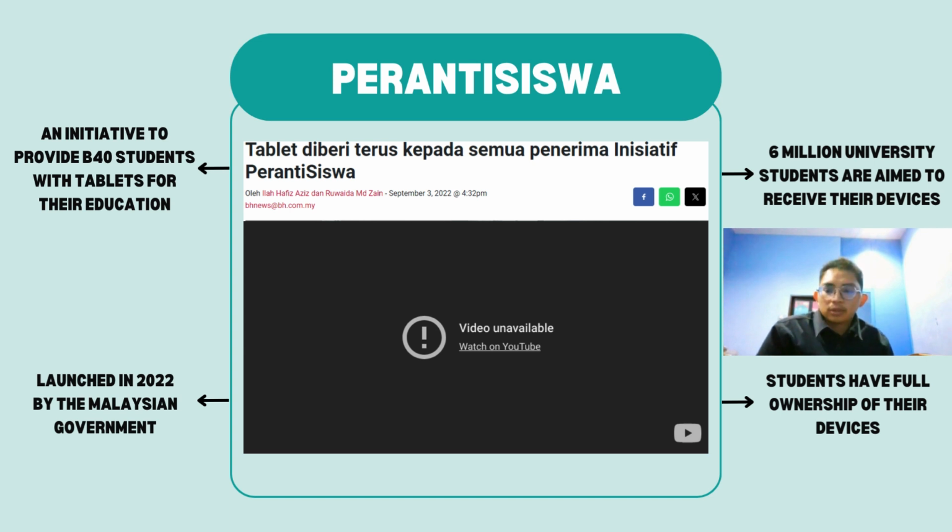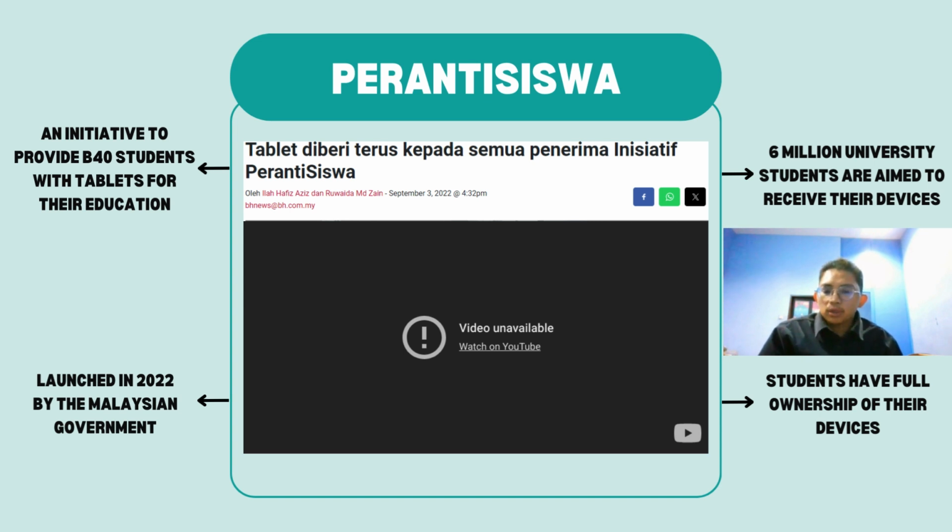Based on the screenshot or the YouTube video, which you can click on in this presentation, 6 million university students are aimed to receive their devices. So this is a large scale effort helped by the Malaysian government, which gives proof that social mobility is very important and significant in the daily lives of every student.